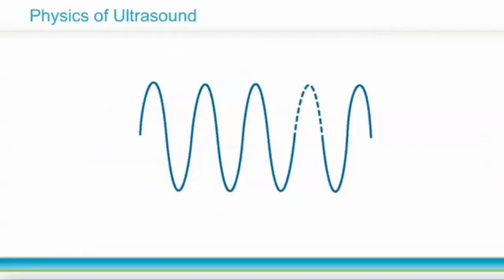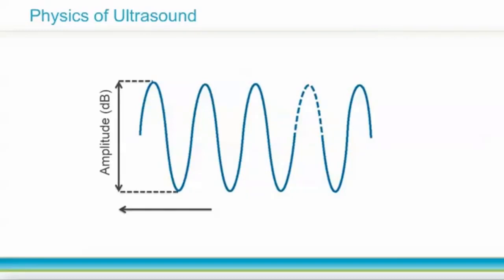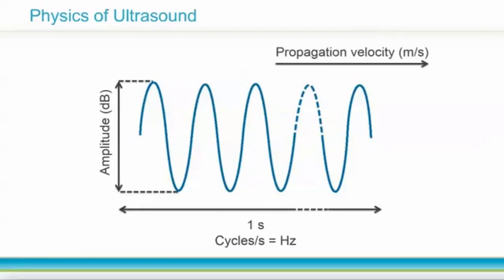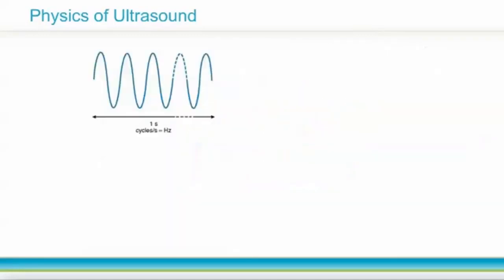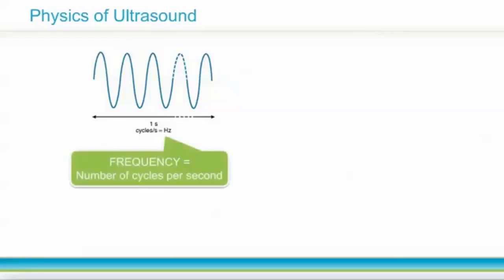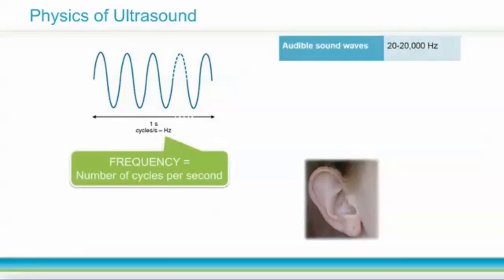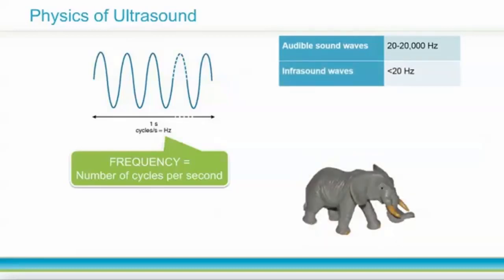An acoustic wave can be described using four characteristics: its amplitude, frequency, propagation velocity, and wavelength. The frequency of a wave is measured in hertz, or number of cycles per second. Waves with a frequency of 20 to 20,000 hertz are audible to the human ear. Waves with a frequency less than 20 hertz are considered infrasound.